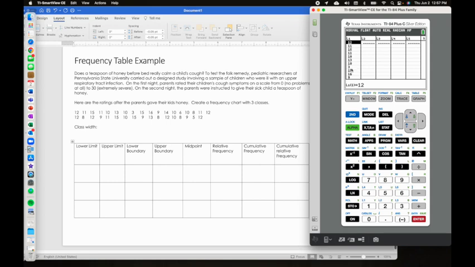Now, I already have mine pre-entered, so go ahead and pause the video and take a minute to enter this data in. Once you have the data in, some quick features I want to point out.